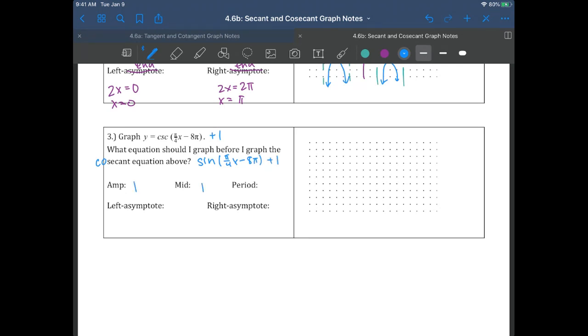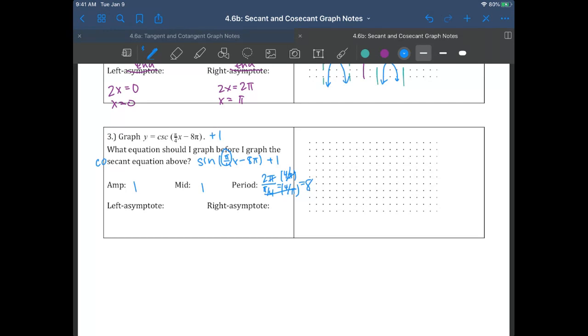My amplitude is 1. The period is 2 pi over the rate, which is pi over 4. So I'm going to multiply by 4 over pi, giving me 4 over pi. All that cancels, giving me 8. Ooh, 8 is nice.